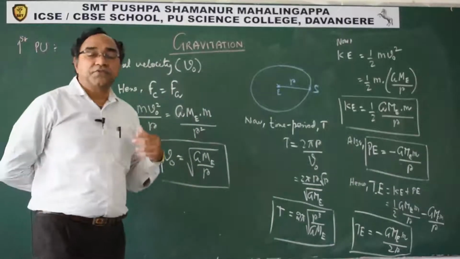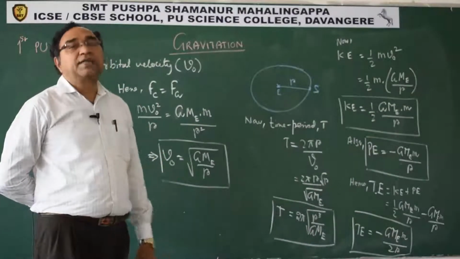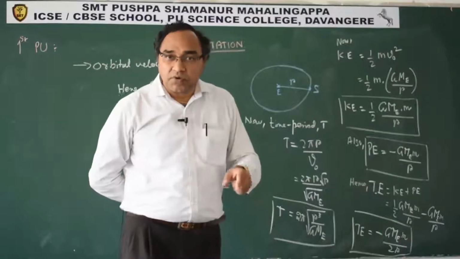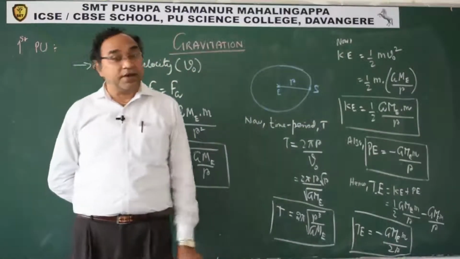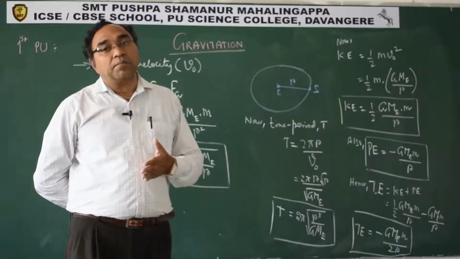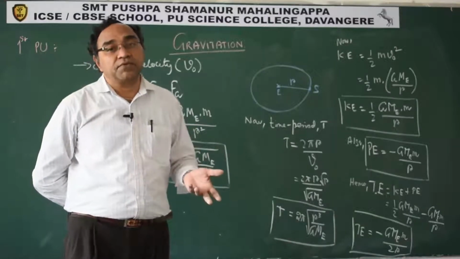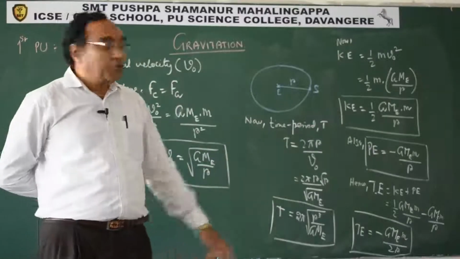Energy has to be supplied, work has to be done by the external agent to remove the satellite from its orbit. Now the question arises, how much should be the energy supplied? Make the total energy 0, because the maximum among the negative numbers is 0. After that, positive numbers come. So make the energy 0.